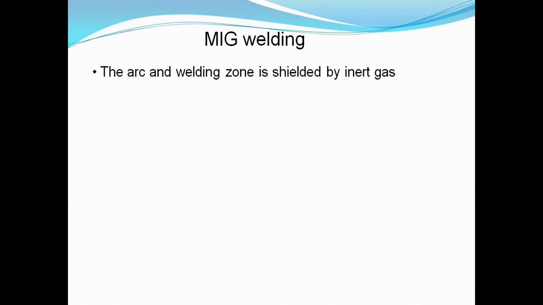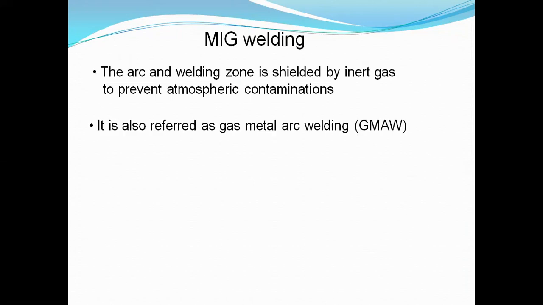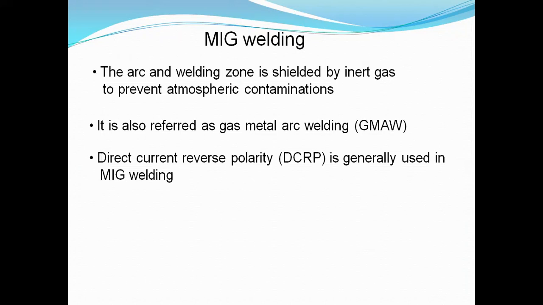The arc and welding zone is shielded by inert gas to prevent atmospheric contamination. It is also referred to as gas metal arc welding. MIG welding is also called gas metal arc welding. Direct current reverse polarity is generally used in MIG welding.